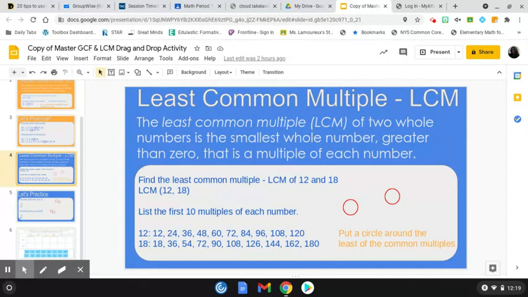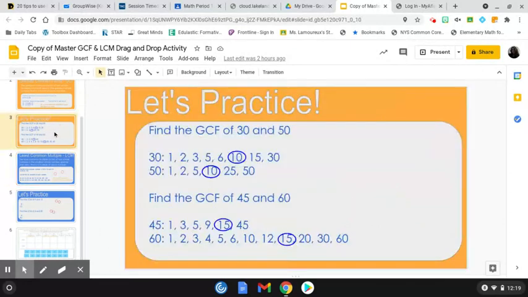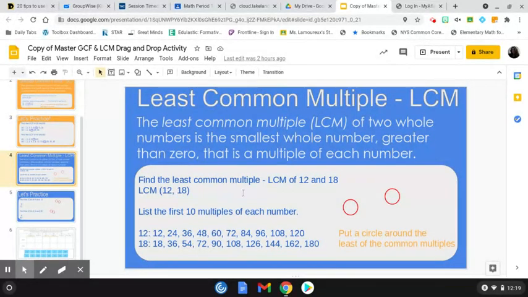So if you remember yesterday we did factors, and factors were when we did 1 times 30, 2 times 15, 3 times 10. 30 would be a multiple of each of those. Yesterday, all of your numbers were that number and less, so 30 and less, 50 and less, okay? Today, it's going to be greater than, because you're going to be multiplying each number that you're given times 1, times 2, times 3. So it says find the least common multiple of 12 and 18, okay?